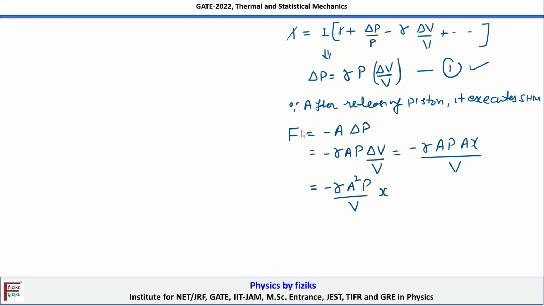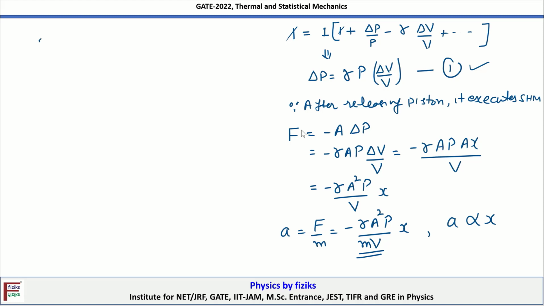Okay, now from here we can define the acceleration, that is force upon M, and that is equal to minus gamma A square P upon B, or MB, because we are also dividing by M, and then X. So that means acceleration is proportional to displacement, where the constant of proportionality is omega square, the angular frequency of oscillation.